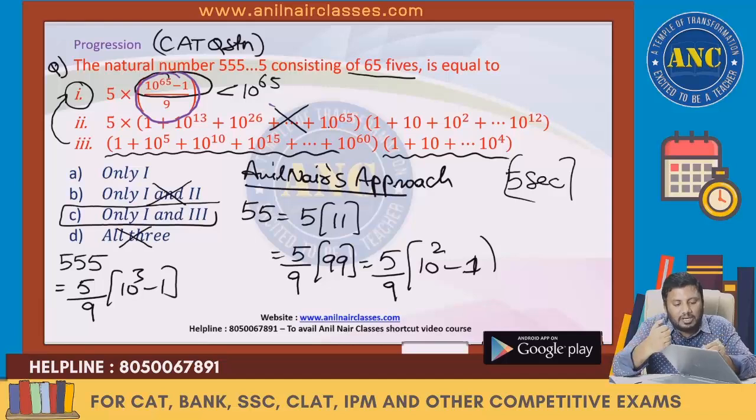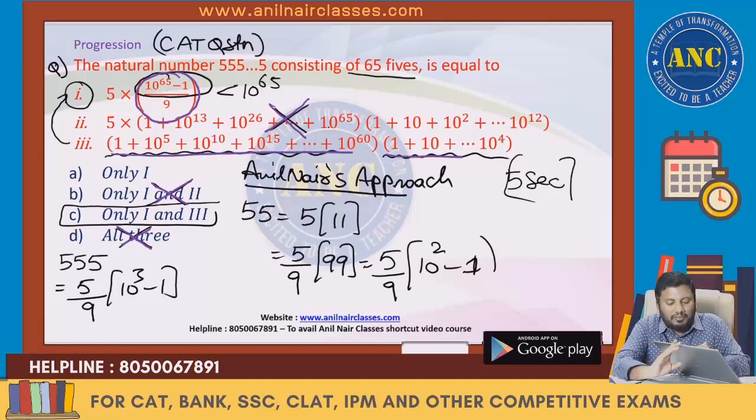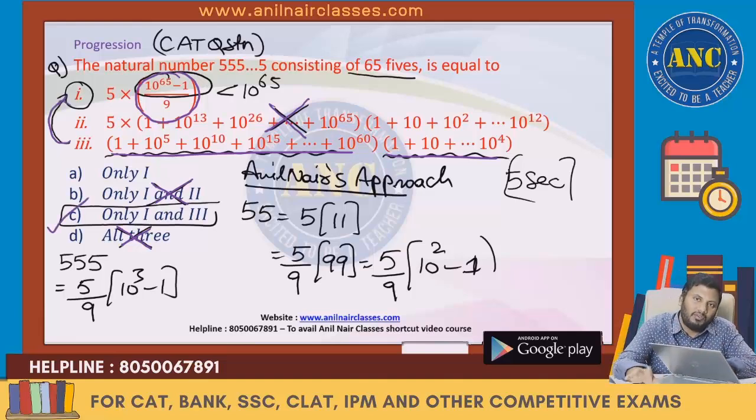But second option is saying it is 10 power 65 plus positive value. So, second option cannot be. 1 and 2 it is out, all 3 is out. If you use sum of n terms in GP for this and this, it will result in 1. So, answer is only 1 and 3. Only 1 and 3. I hope the idea is clear.